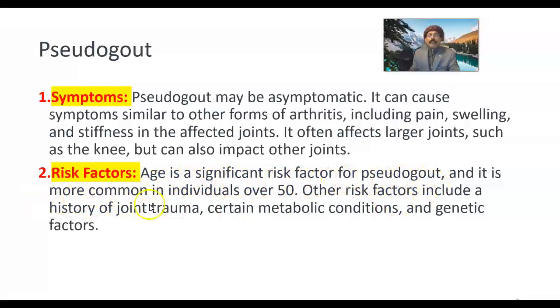Risk factors: age is a significant risk factor for pseudogout. It is more common in individuals over the age of 50. Other risk factors include history of joint trauma, certain metabolic conditions like diabetes mellitus, hemochromatosis, hyperparathyroidism, and some genetic factors.